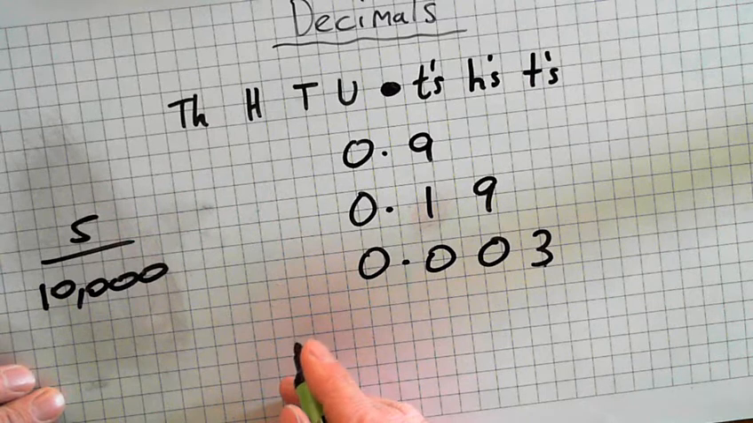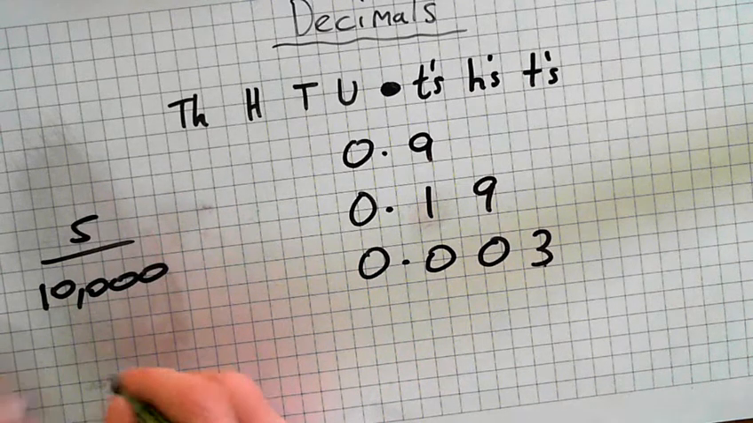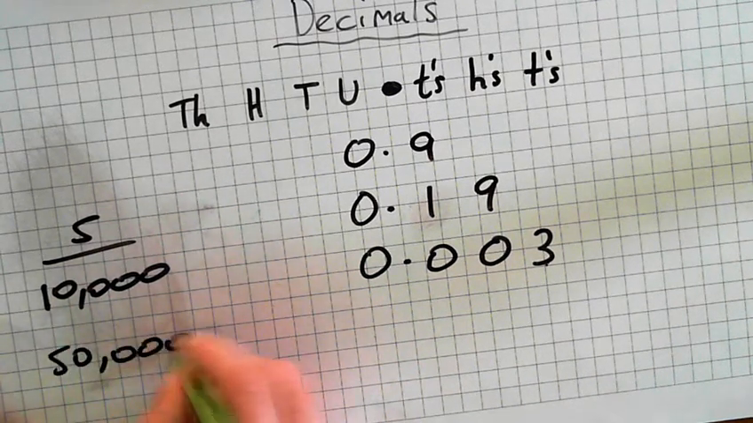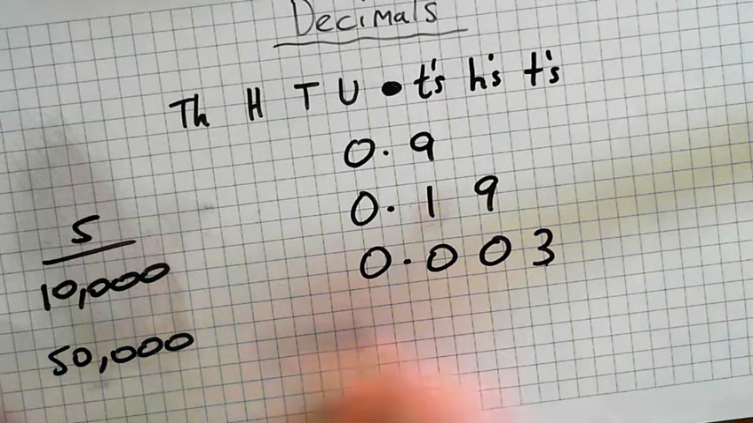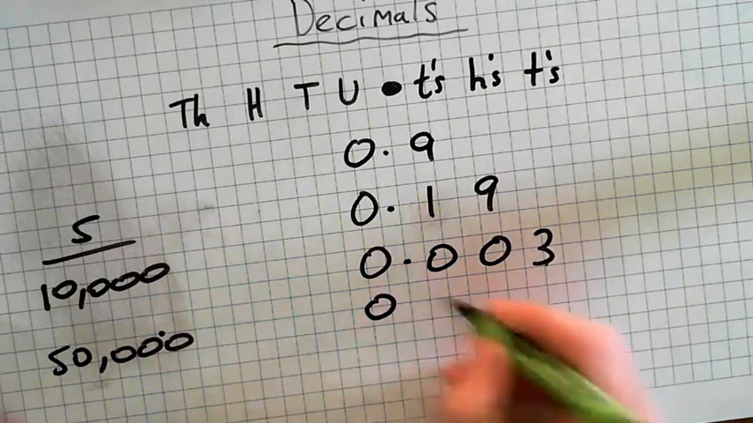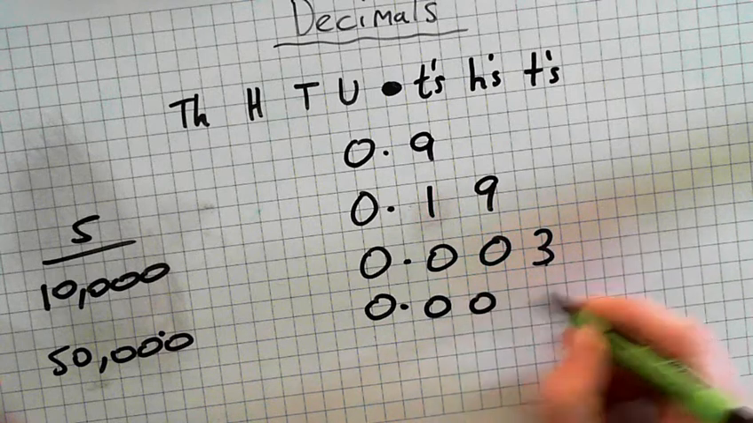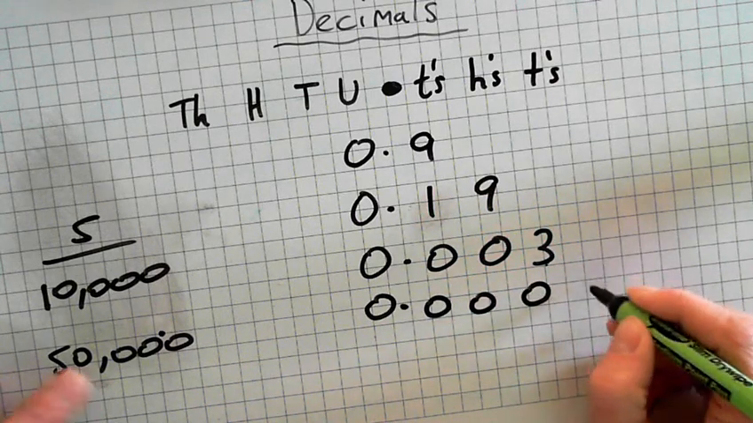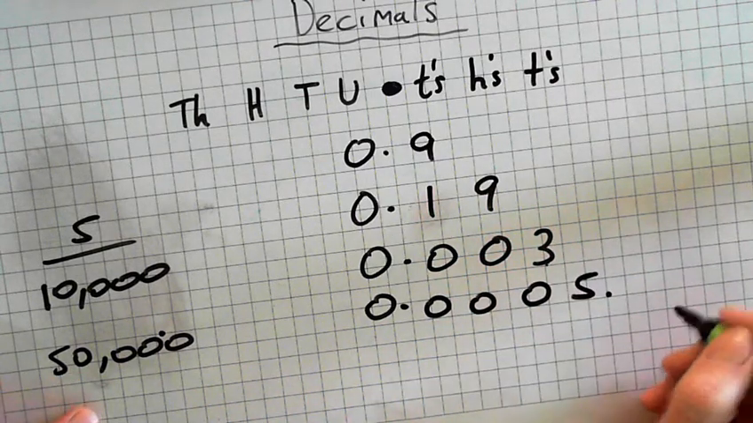Five over 10,000. But watch this. If I write it as 50,000 and then write it backwards, and put the point there, write it backwards. Point. How many zeros? Four zeros and a 5.